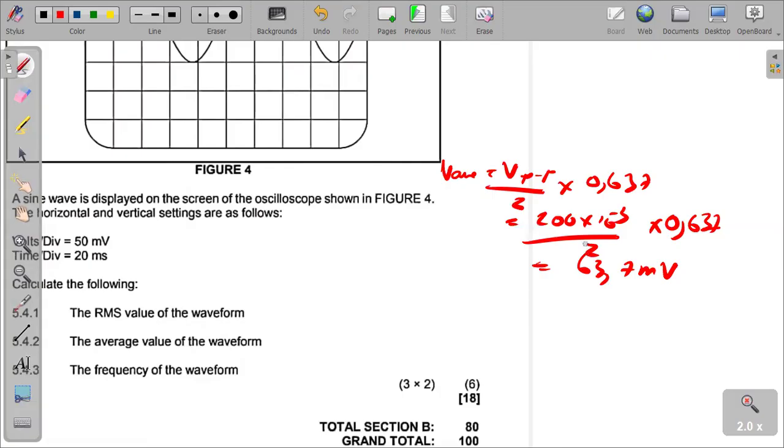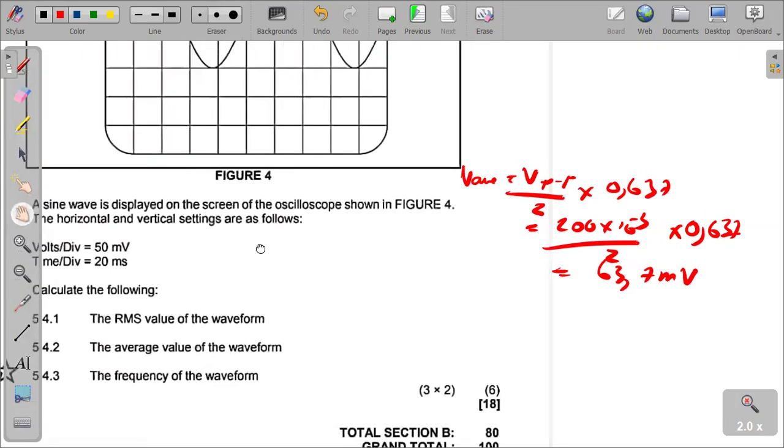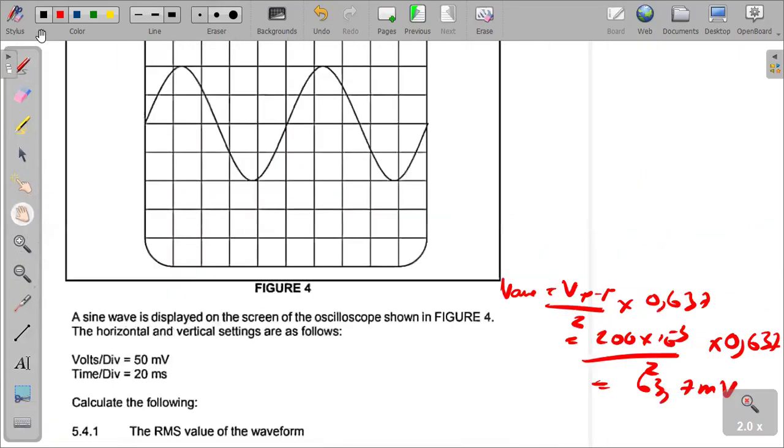Then the frequency of the waveform. So for the frequency now, we first calculate the number of blocks in the full cycle. That's how we take measurements on the oscilloscope. So any full cycle starts from here, right up to this point. That's a full cycle. So how many blocks are there? We have 1, 2, 3, 4, and 5. So those are full blocks.